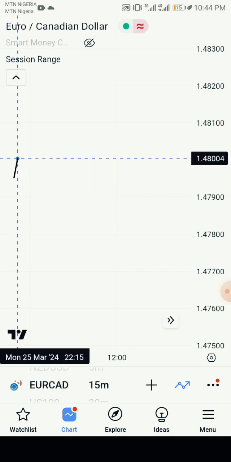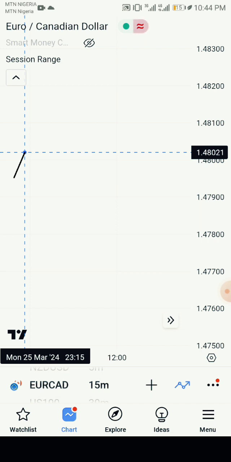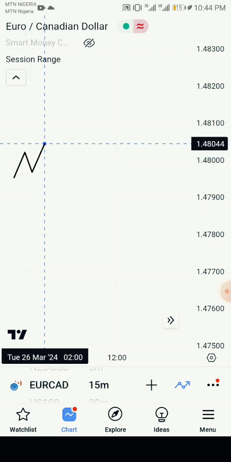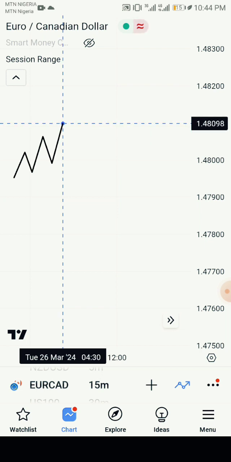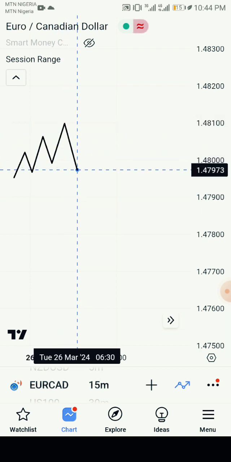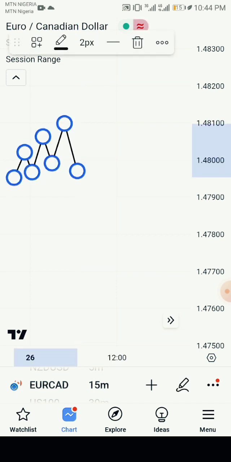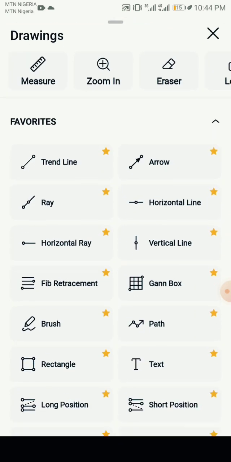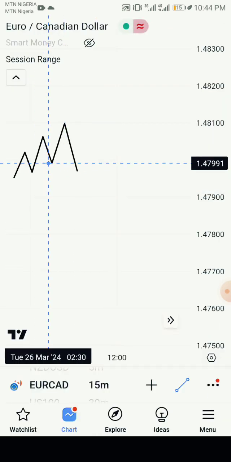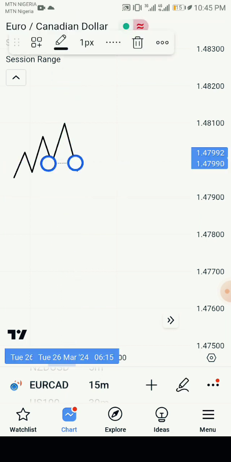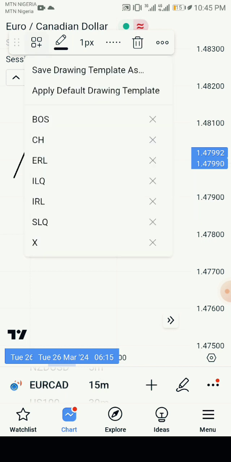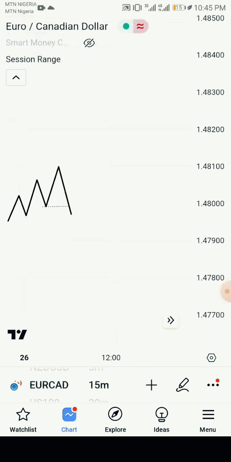Price is making a higher high. Remember, this is for smart money traders. Higher low, higher high. Price makes a higher low. Price makes a higher high. Price broke structure downwards. Now, SMC traders will call this a change of character, right? Just follow me carefully. Here, this break here is a change of character.